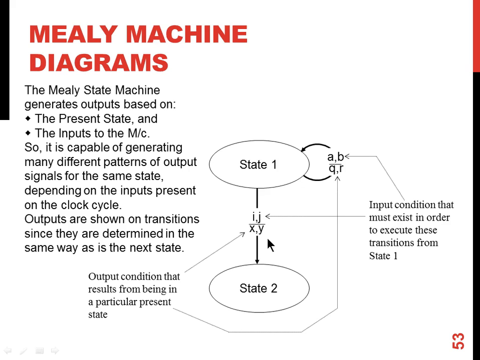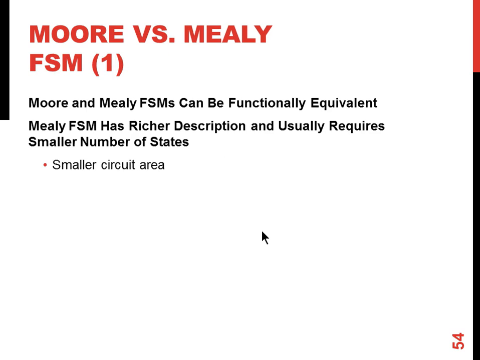Thus input slash output. So the first part is input, in the numerator, and output in the denominator if it's a horizontal line. If it's a slash, the part after the slash is the output value. That is how, even by looking at the state diagram, you can make out whether it's a Mealy FSM or a Moore FSM.